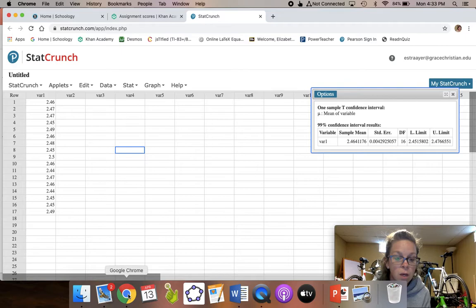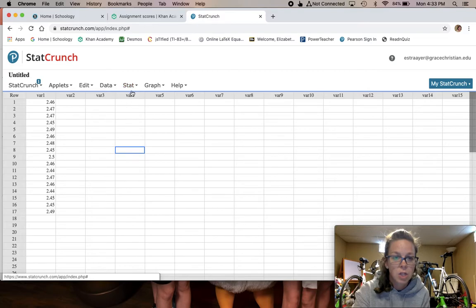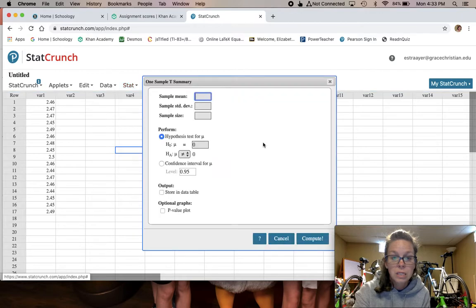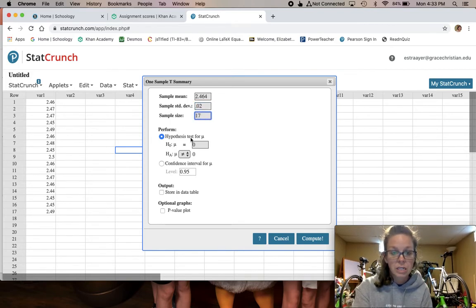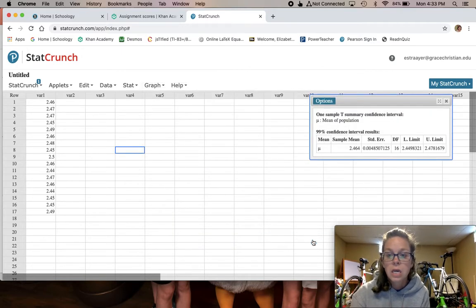Okay, and I'll just show you what it would look like if you went to the other screen. If you went and chose T Stats, so again, we're doing t's here, One Sample. If we went to Summary, you would have to type in our sample mean, which was 2.464, the sample standard deviation, which they said to assume was 0.02, and the sample size, which we had, 17. We're going to choose our confidence level, 99. And so we would just type in each of those given statistics instead of data values, and then it gives us the same piece of information here.